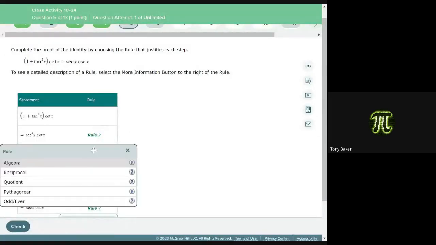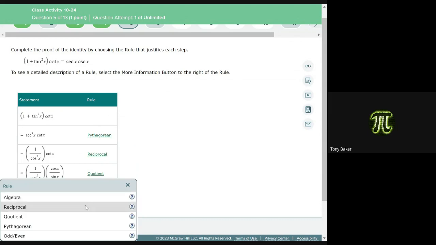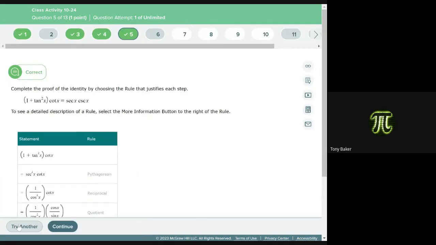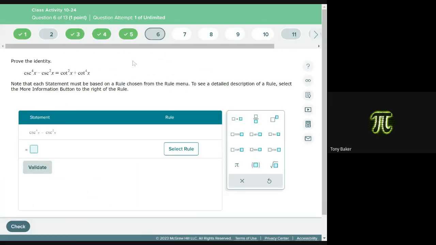So we've got Pythagorean, reciprocal, quotient, algebra, and reciprocal. All right. Now the fun starts.